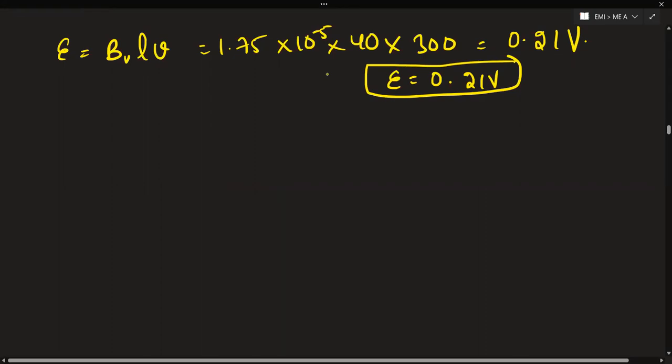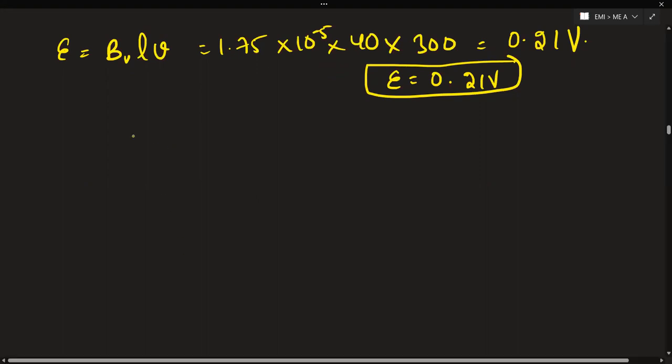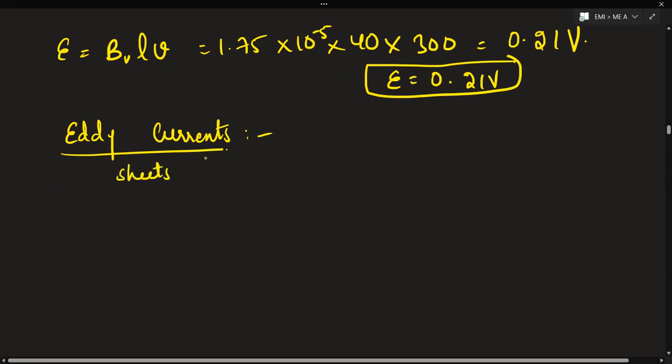Now see, eddy currents are what? Eddy currents are basically induced currents. You don't have to do all the experiments and everything; you just have to remember what eddy currents are. Currents can be induced not only in conducting coils but also in conducting sheets and blocks. So, just a quick revision on eddy currents. Current can be induced in sheets as well as in blocks.